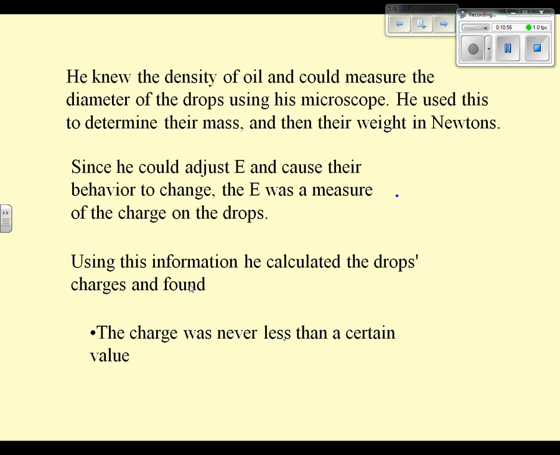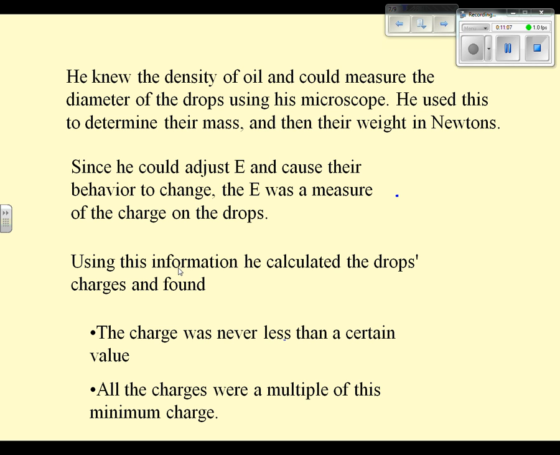1.6 times 10 to the minus 19. They were never less than that. They were always greater than that number. That's the bottom value. That would be a charge of minus 1. And all of the charges were multiples of this minimum charge. They were always 1.6 or 3.2 or 4.8 or whatever the next one is, 6.4 and so on. Were they all perfect numbers like that? No, of course not.